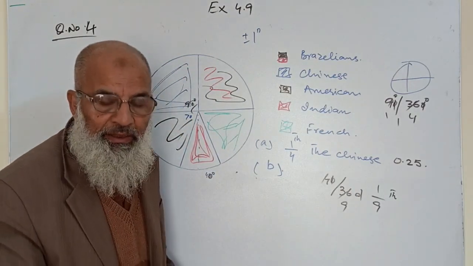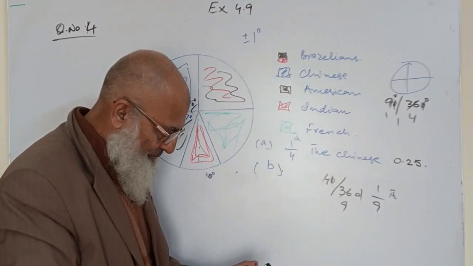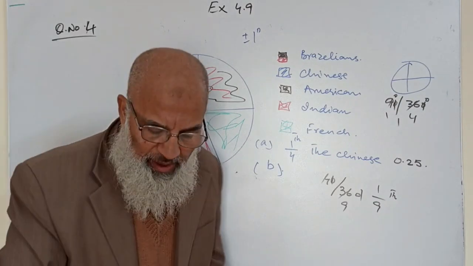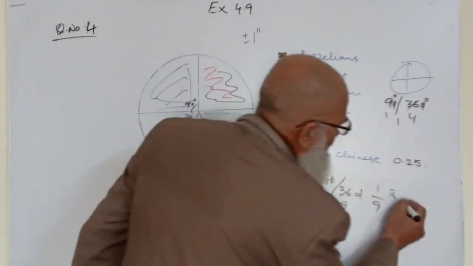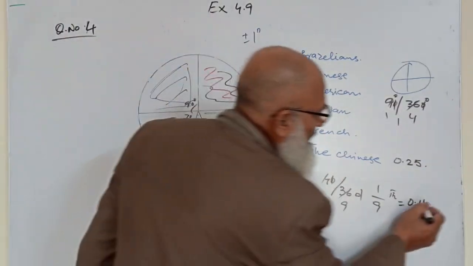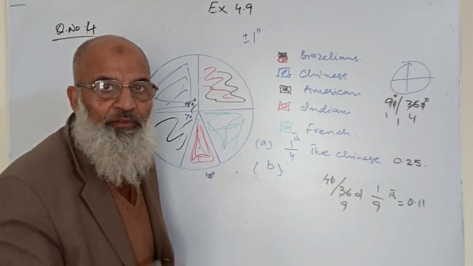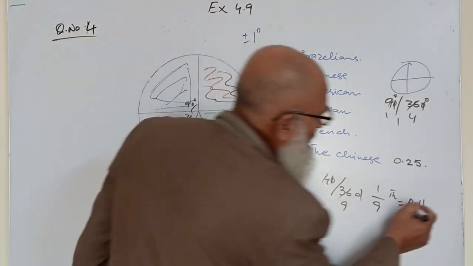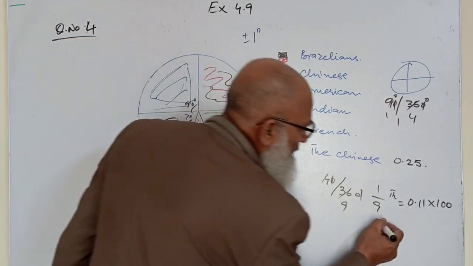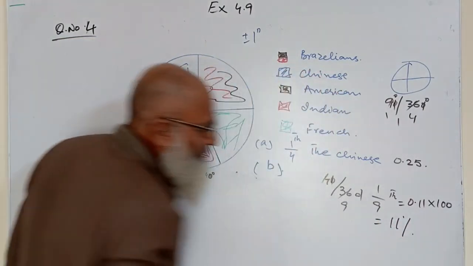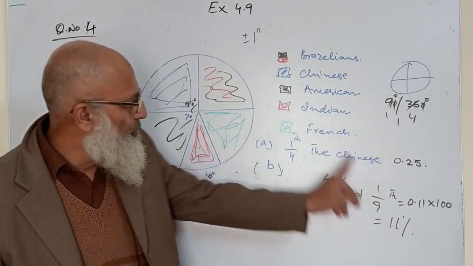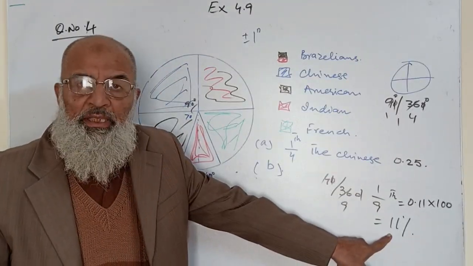And what is 1/9? 1 divided by 9 gives us 0.11. 0.11 is the ratio, and for percentage, we have to multiply it with 100. So it will be 11%. So there are 11% Indian students.